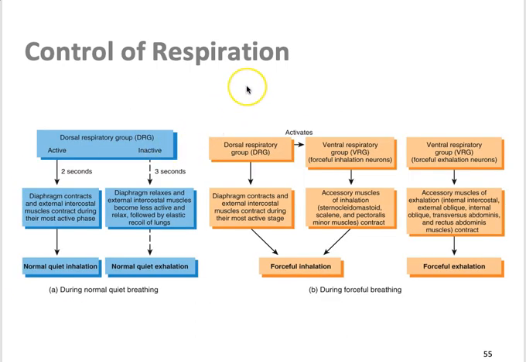So what are those respiratory groups and how do they actually work? This is normal, quiet breathing on the left-hand side of the screen as you're facing it. And the dorsal respiratory group is what's responsible for that. And normally it's about 2 seconds for diaphragmatic muscles and external intercostals to contract. And now you're going to have an inhalation.